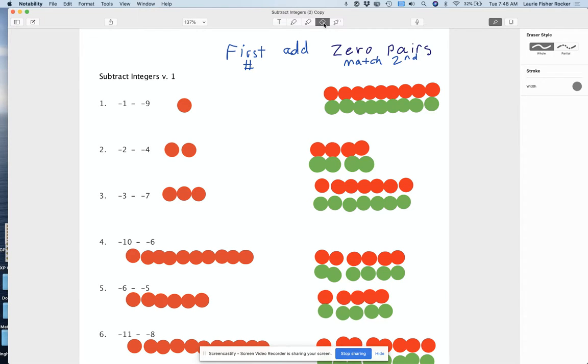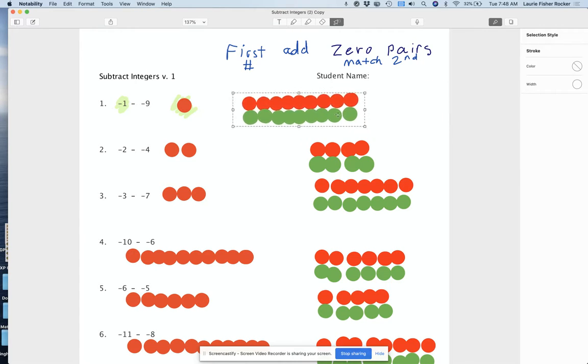What that means is we take the first number. In this case, the first number is -1. So I'm going to start off with -1, and you can see I've already put my -1 out there. Now it says to subtract -9. Before we subtract the -9, I'm going to add 9 0 pairs.